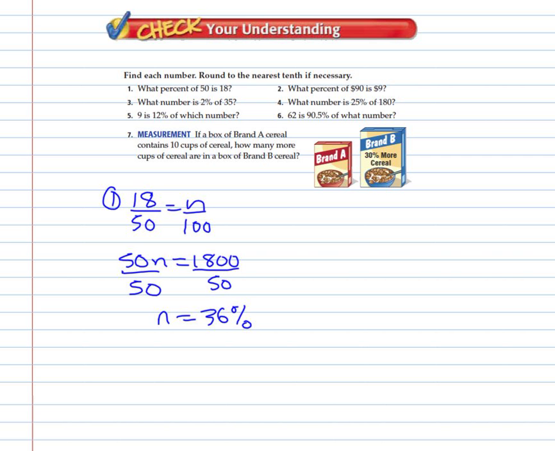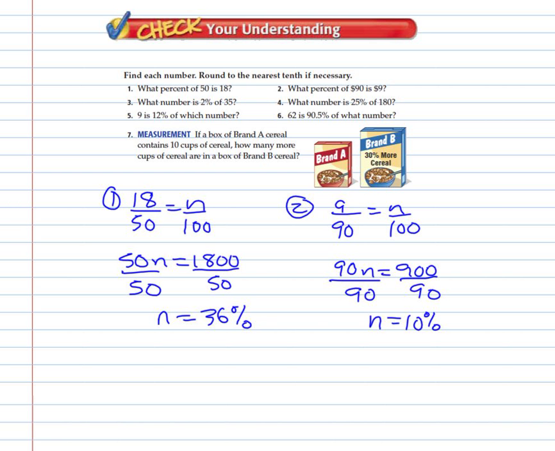Example 2. What percent of $90 is 9? So this time I know, again, 9 over 90 equals n over 100. My cross products are 90n equals 900. Divide both sides of my equation by 90. So n equals 10%.